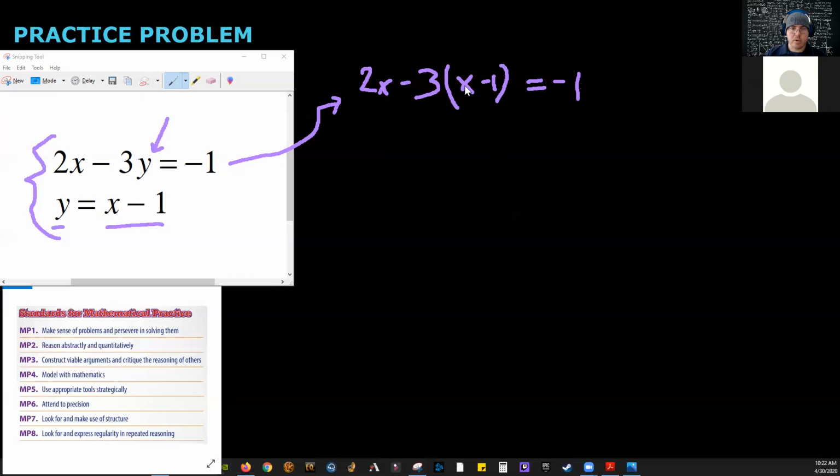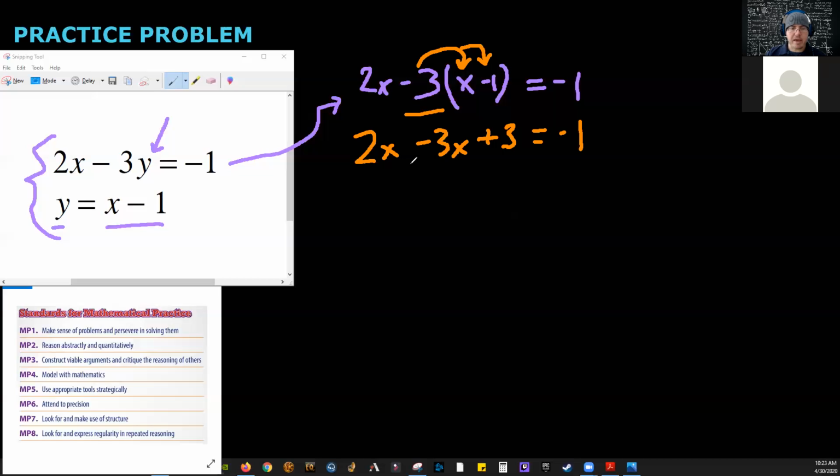Okay, so what do we do? All right, so now the next thing I'm going to do, oh, I'm not even there yet. People are already giving me answers to check. Here we go. So I've got to take this -3 and multiply it by both terms on the inside of this binomial. So it's called the distributive property. So I get 2x. Now -3 times x would be -3x. -3 times -1 would be +3. Those are our integer rules. Negative times negative makes positive. This is all still equal to -1.